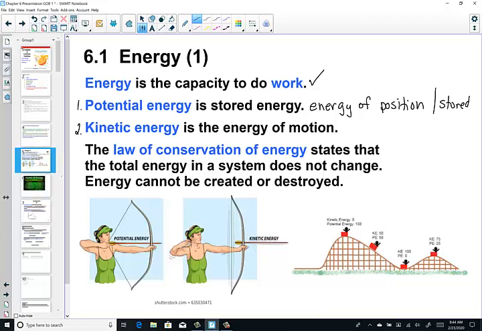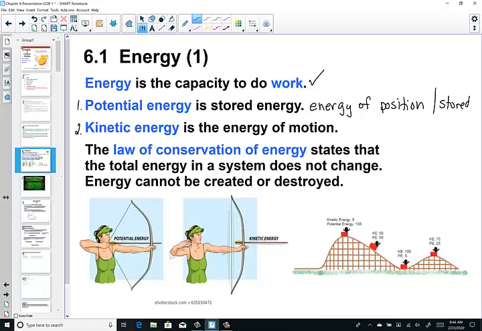A second category is known as kinetic energy. And I'd like you to define that as saying it's the energy of motion. Anything moving possesses kinetic energy. We call this the law of conservation of energy, which is a law in thermodynamics. It simply states we cannot change the amount of energy in the universe. We cannot create it. We cannot destroy it. All we can do is let it change from one form to another.